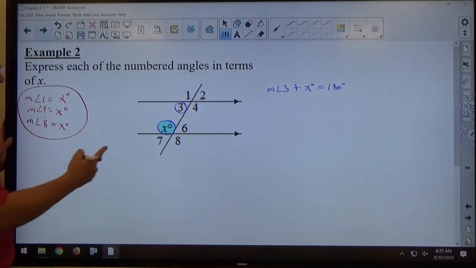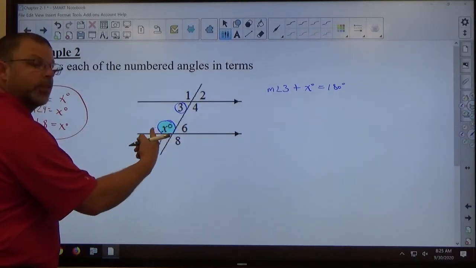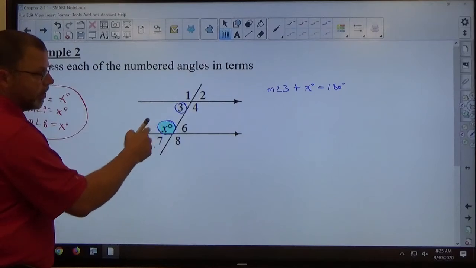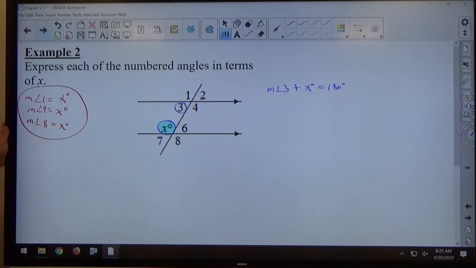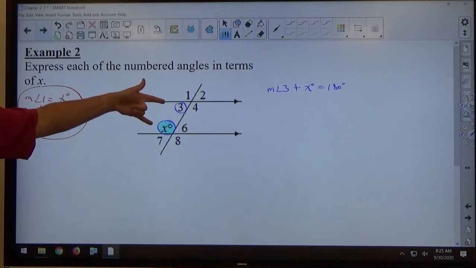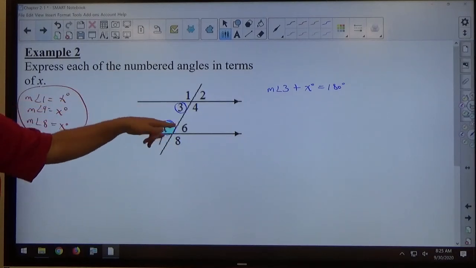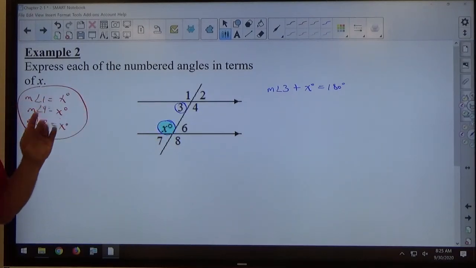Could have also gone with the 6 and x makes a straight line, so 6 and x added up to 180, or 7 and x added up to 180, right? So we have several choices there. Choose one. Same side interior, add up to 180, linear pair add up to 180. Any way you do it, x and something adds up to 180.